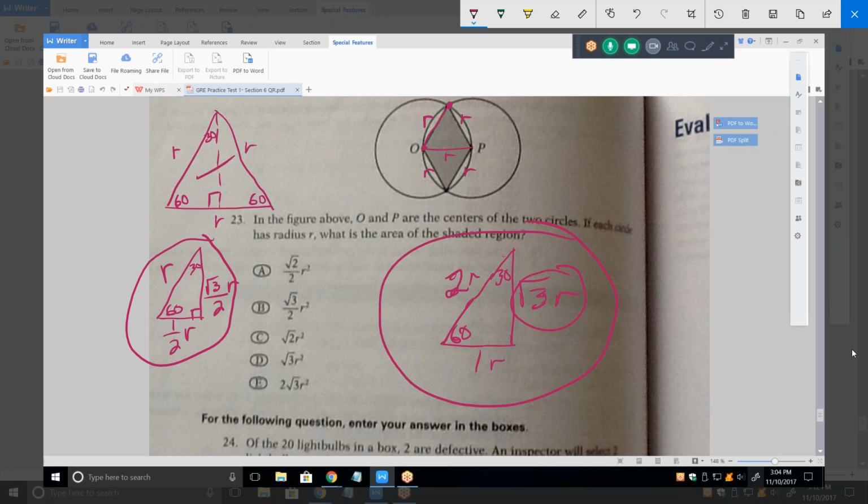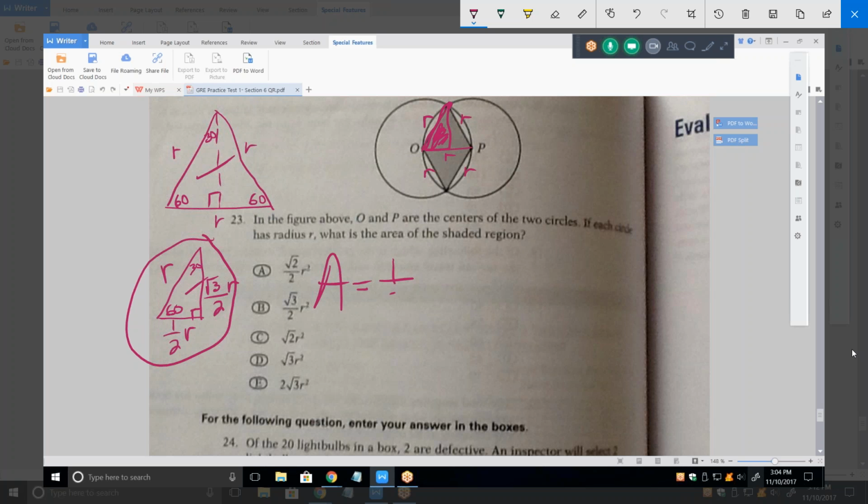Now, we can figure out the area of that triangle. Area of triangles are 1/2 the base times the height. So what is the area of this? And we're only talking about that triangle right there. So what's the area of that triangle going to be, if it's 1/2 base times height? So base is 1/2 r, 1/2 r times the height, square root of 3 over 2 r.